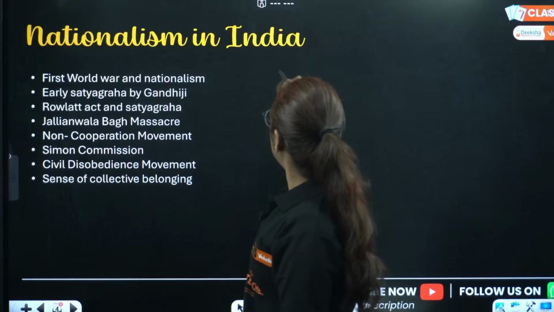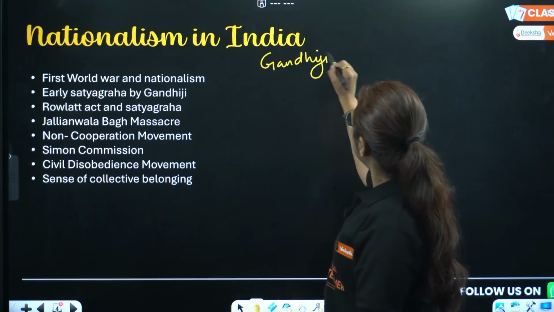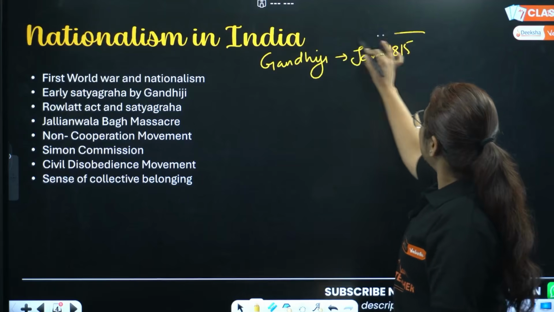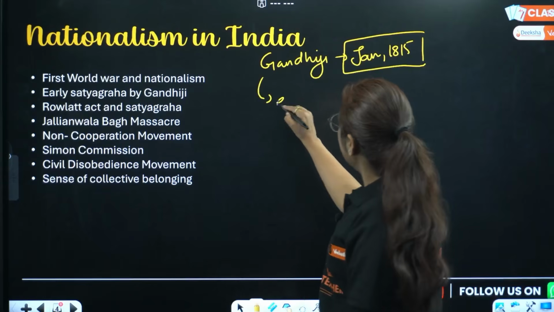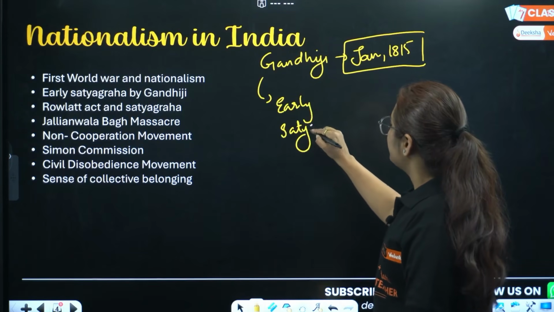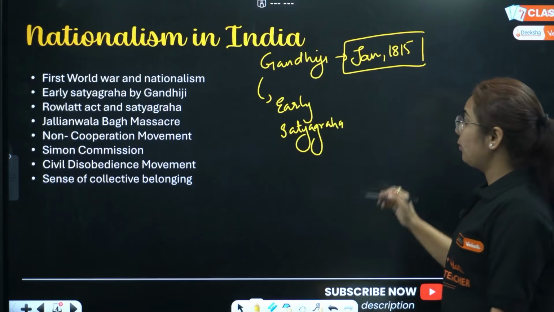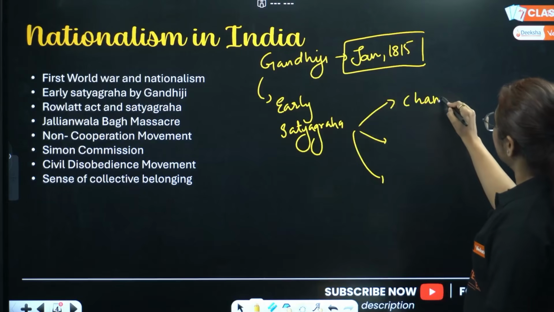Now Gandhiji comes into the picture. When did Gandhiji reach India? January 1915. Pay attention to the dates. He took rest and then participated in certain early satyagraha. You know what satyagraha is? Truth and non-violence. So certain early satyagraha includes the satyagraha in Champaran.